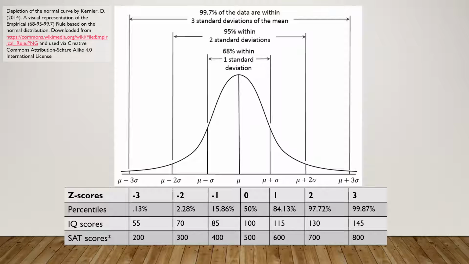SAT scores follow the same general idea. They are conversions of z-scores, so a z-score of 0 corresponds to an SAT score of 500. An SAT of 800 corresponds to a z-score of 3, and an SAT of 200 corresponds to a z-score of -3. Now I have a little asterisk here because SAT scores often vary from year to year depending on the exact test and the students taking it. Sometimes they're off by 50 points or 75, but that's the general idea between z-scores and SAT scores.